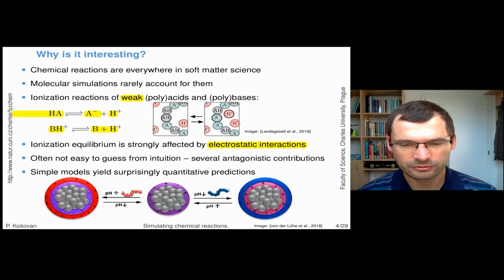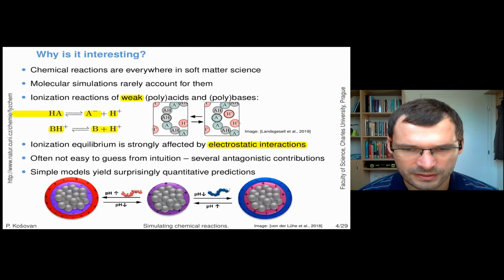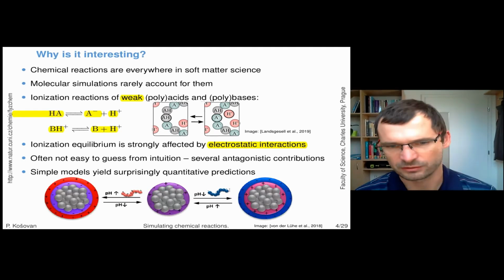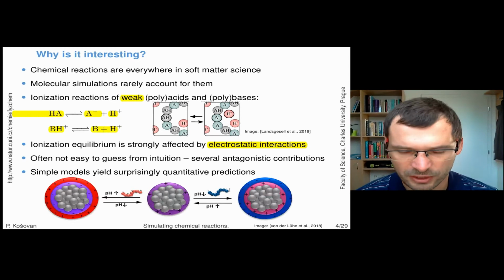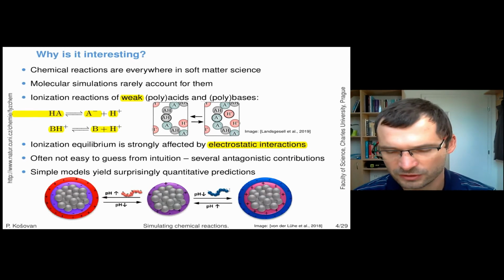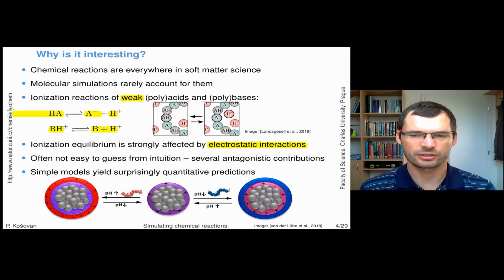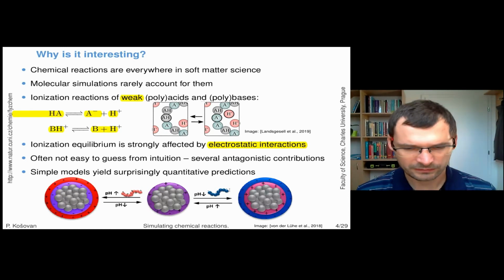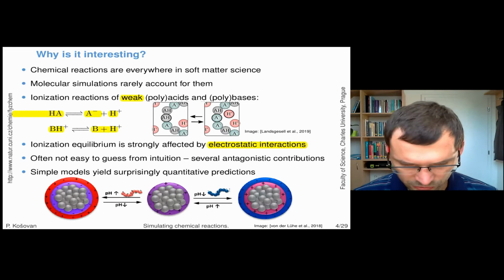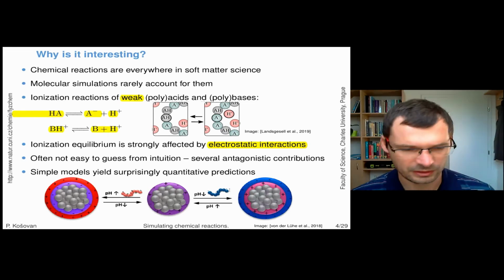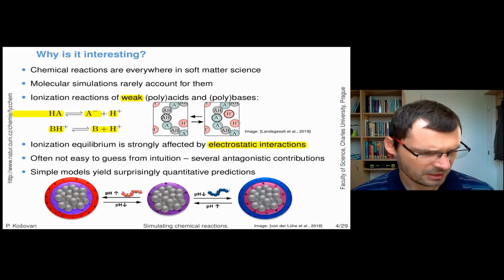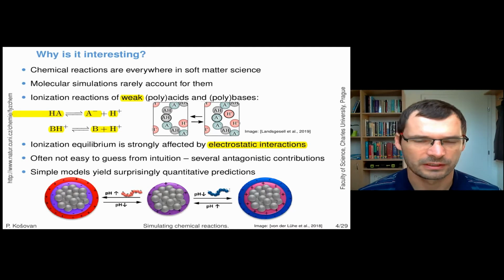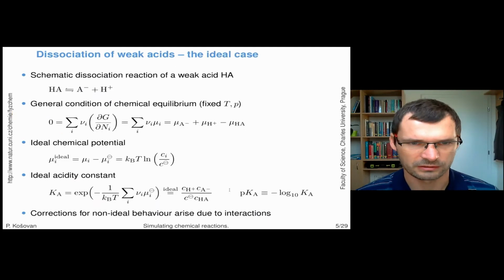I will show you during this lecture several examples where you will see that very simple models actually yield surprisingly quantitative predictions of these ionization equilibria when compared to real experiments. And this is something unusual because normally coarse-grained models are not so quantitative and they rather yield qualitative predictions.